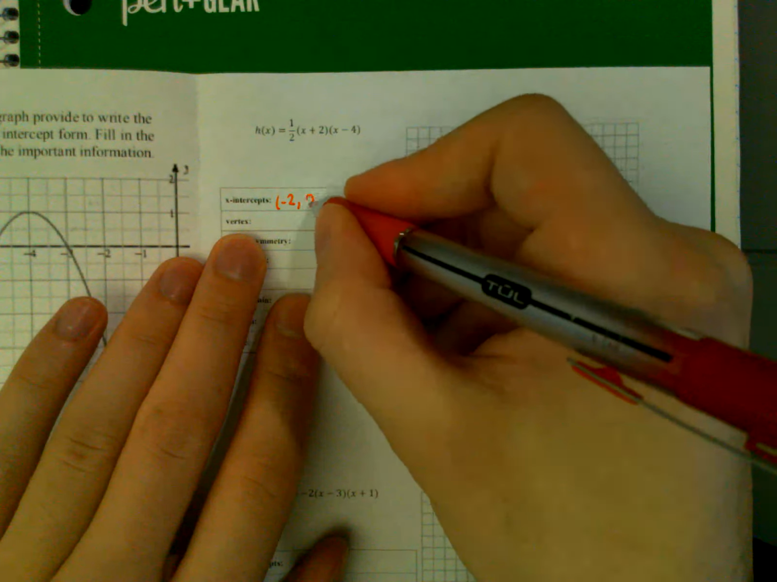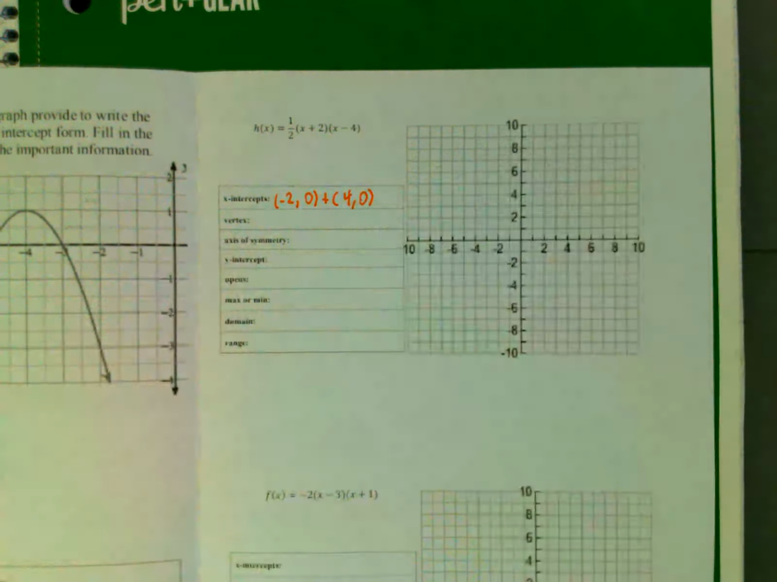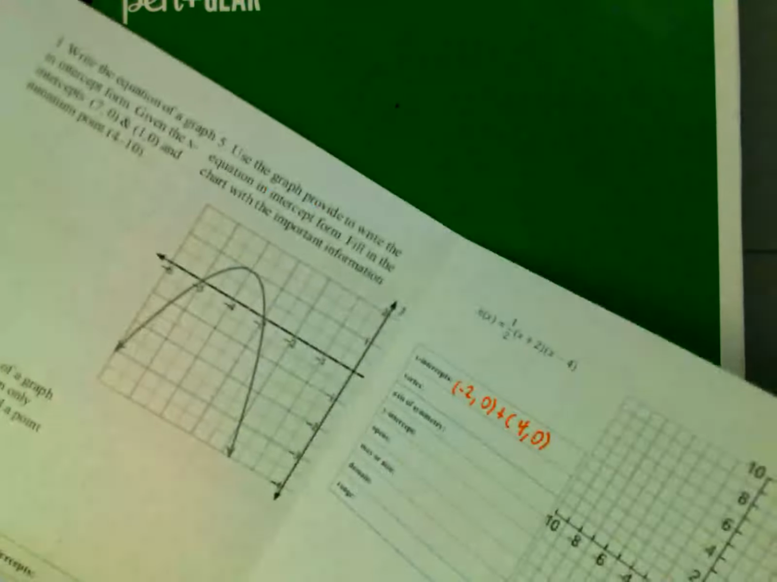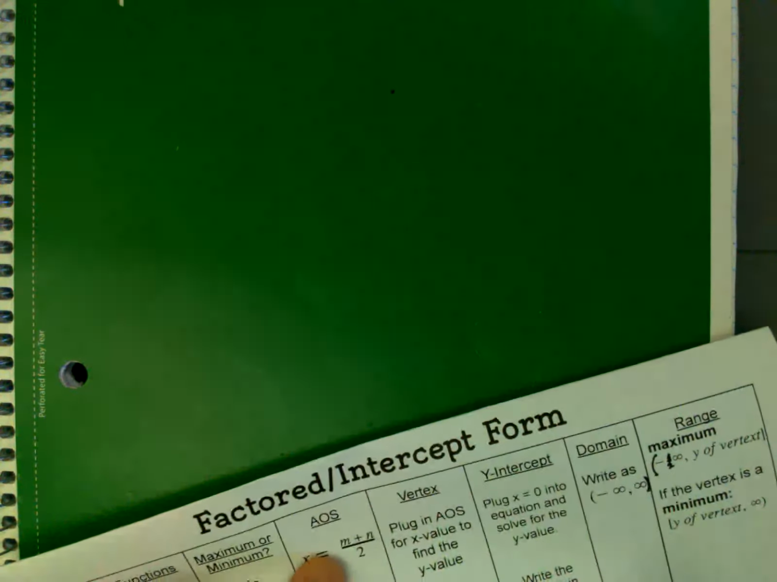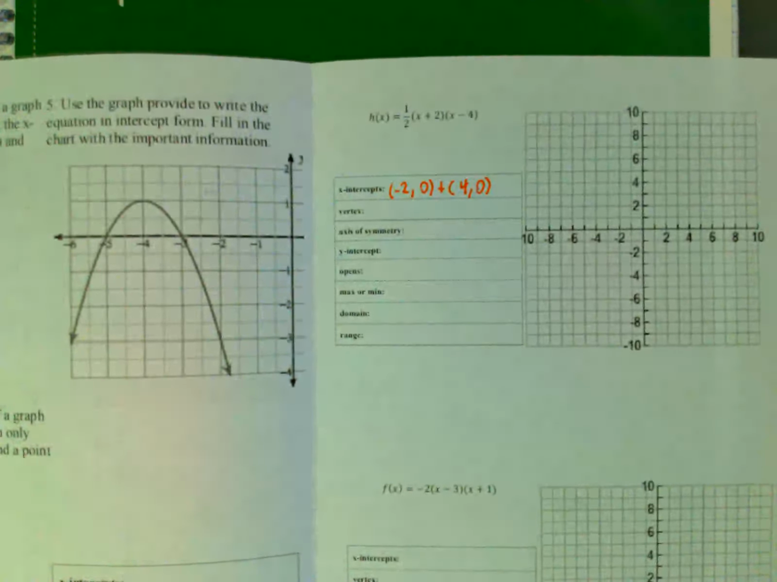-2 and 0. And 4 and 0. Vertex, okay? If we go ahead and use that information, plug it into the equation of the vertex, which was m plus n over 2. So it'll be -2 plus 4. Let me look back to our front to confirm we're doing that right. Yep, right here.